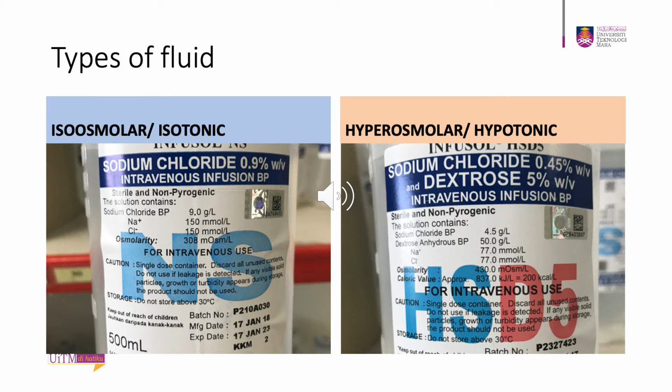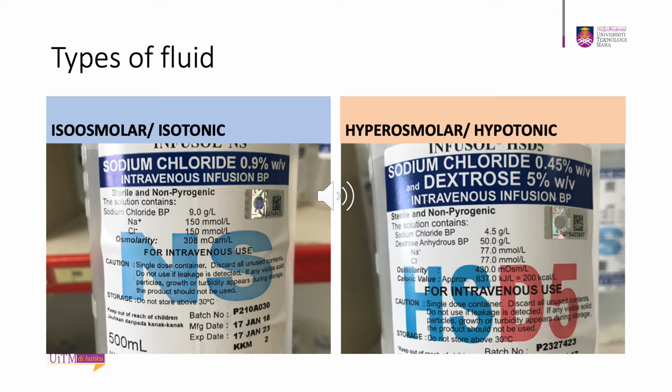Let's have a look at the different types of fluid that we often use. The normal saline consists of sodium 150 millimole per liter and chloride 150 millimole per liter, which gives us a serum osmolarity of 308 milliosmolarity per liter. If you times it by the coefficient for the plasma, which is 0.93, the osmolarity for normal saline is actually 286 milliosmol per liter.